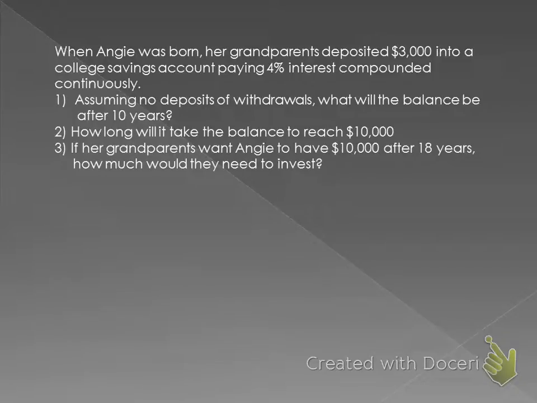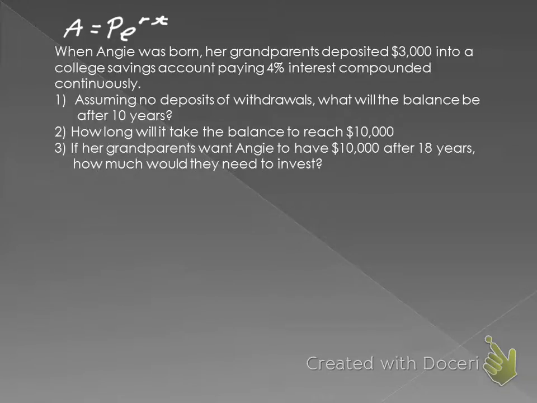So when Angie was born, her grandparents deposited $3,000 into a college savings account paying 4% interest compounded continuously. Number 1, assuming no deposits or withdrawals, what will be the balance after 10 years? So remember for this, your formula is A equals P times e to the rt power. So that's what we're going to use for number 1.